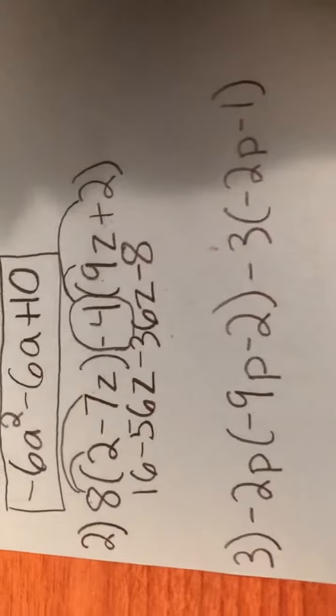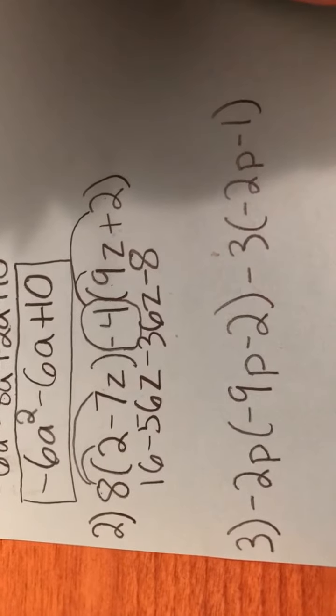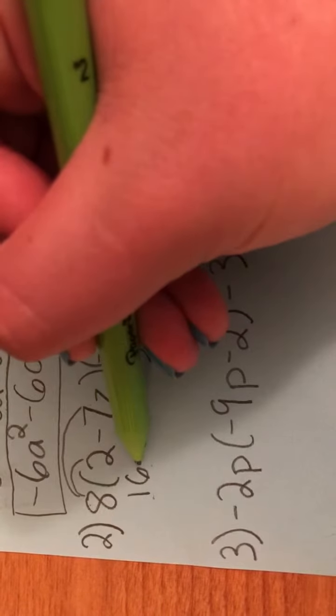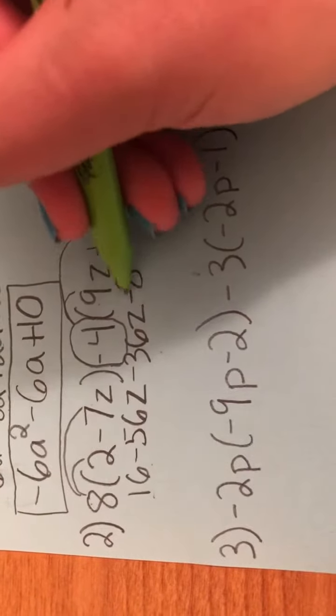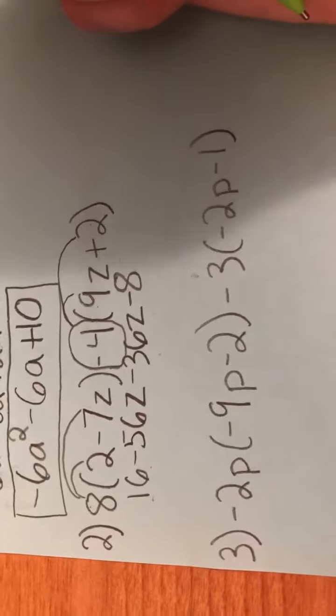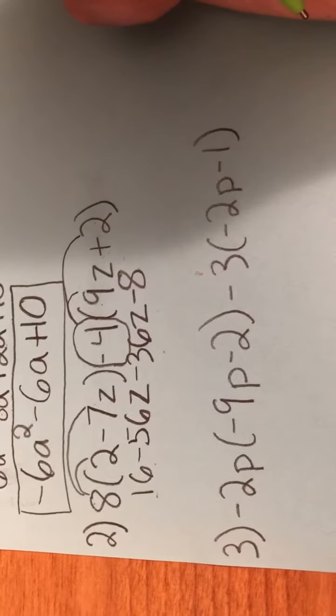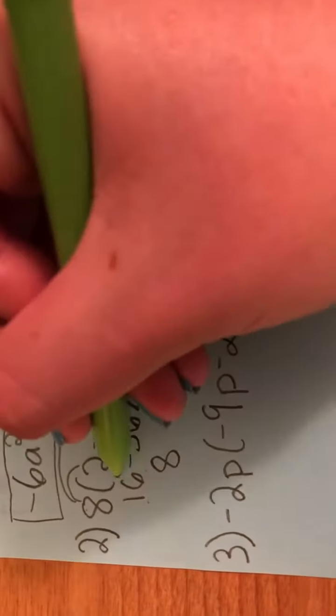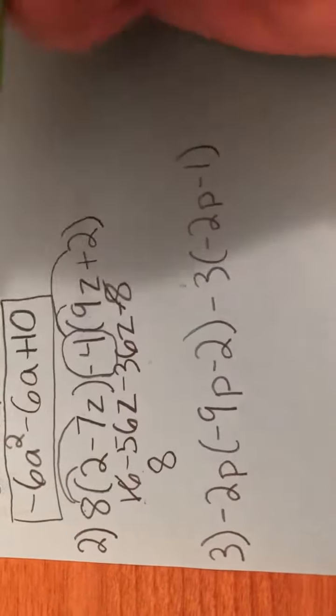Again, we're looking in here to see if there are any like terms that we can combine. Well, there's 16, which has no variable. 8, negative 8, that also doesn't have a variable. So we're going to combine those. So 16 minus 8 gives us 8. Then we go on, and you can mark it out as you go.